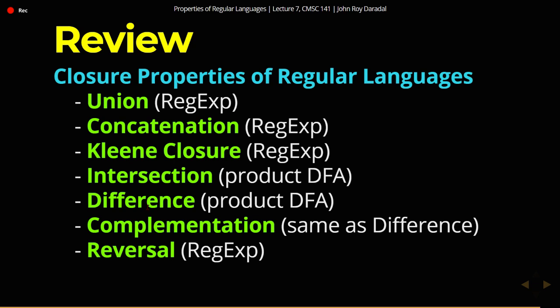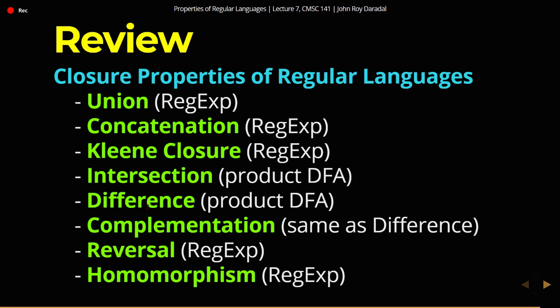And then we also discussed reversal using the regular expression. So we just followed the steps to reverse a regular expression. So we produce an equivalent regular expression for the reversal. And we also did the same for homomorphism. So we just apply the homomorphism function, or so we map the symbols, and then the resulting regular expression for the mapped symbols is also a valid regular expression. So it's also a regular language.